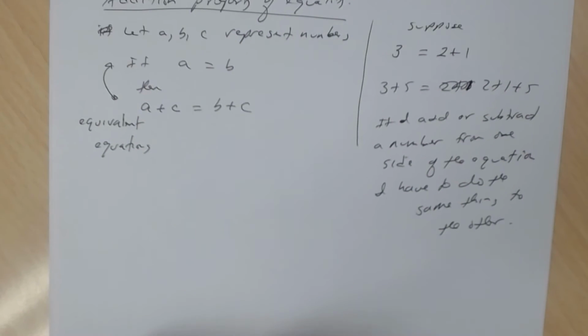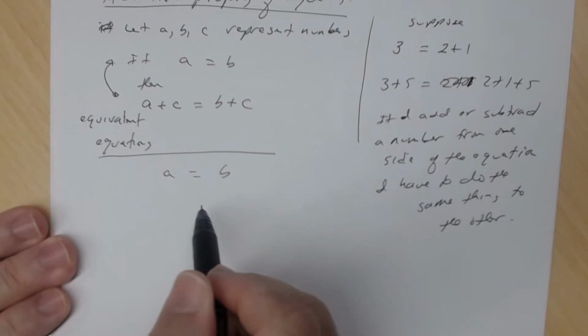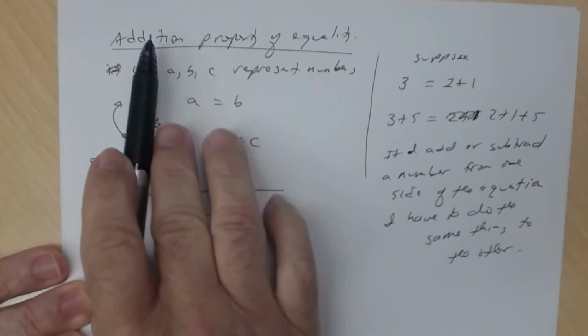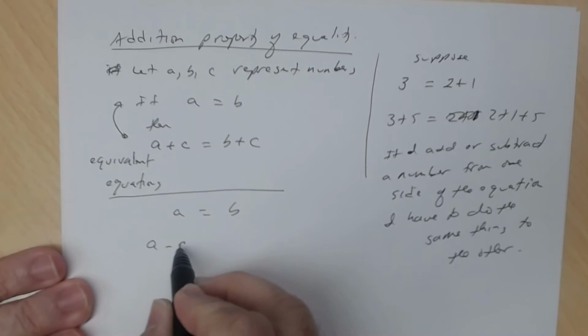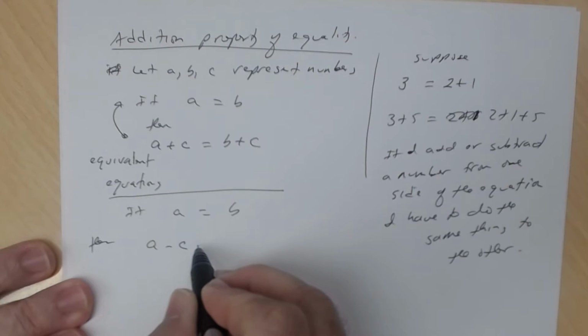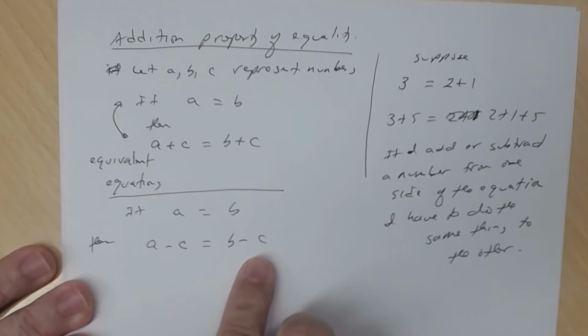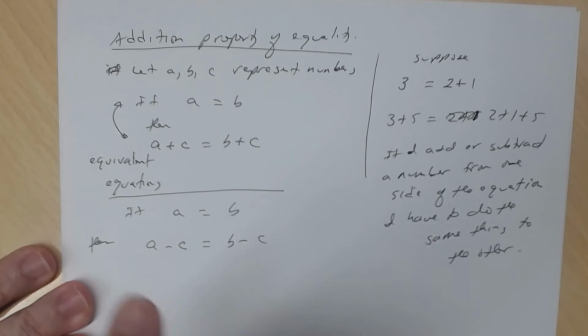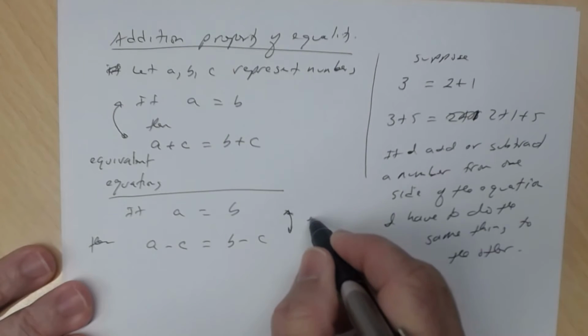Okay? Now, let's do this again. But notice though, even though it's called the addition property, if I subtract C, so if A equals B, then A minus C must equal B minus C. So if I subtract C here, I got to subtract C here. Okay? All right. Now, again, these are equivalent equations. So this equation is equivalent to this equation.